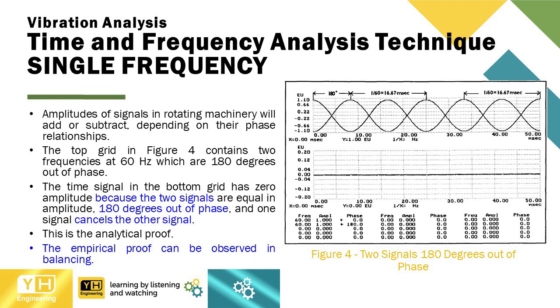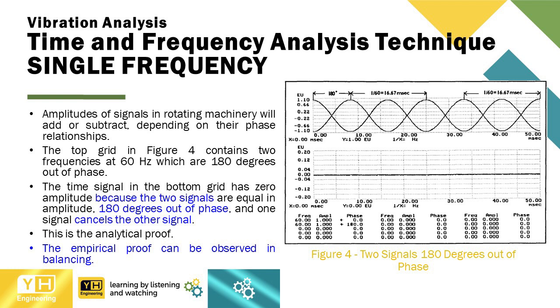The top grid in figure 4 contains two frequencies at 60 Hz which are 180 degrees out of phase. The time signal in the bottom grid has zero amplitude because the two signals are equal in amplitude, 180 degrees out of phase, and one signal cancels the other signal. This is the analytical proof.